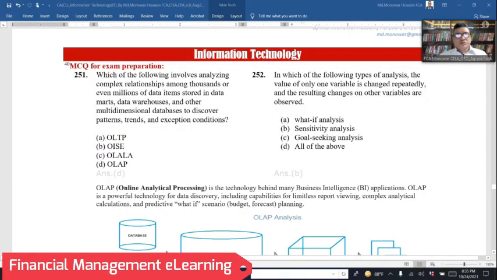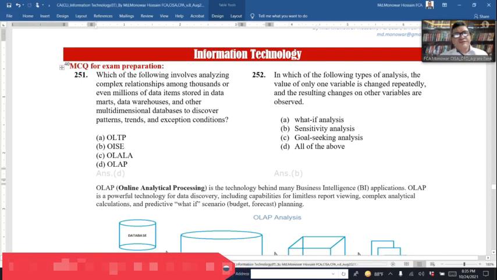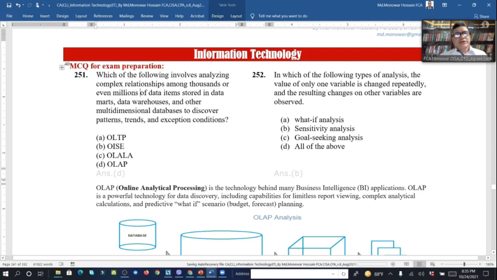So we are in information technology here. Lastly, we discussed up to 250 MCQs. Now 251. Which of the following involves analyzing complex relationships among thousands or even millions of data items stored in data marts, data warehouses, and other multidimensional databases to discover patterns, trends, exceptions, conditions?